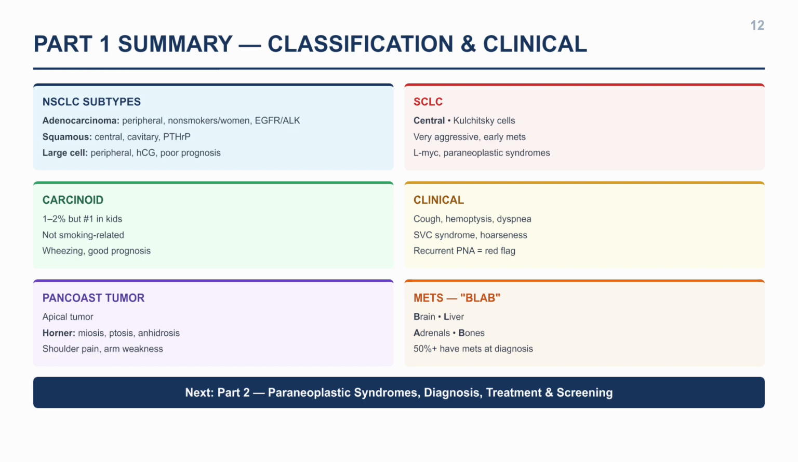Finally, the classic Step 2 traps. A non-smoker with a peripheral mass is adenocarcinoma. A male smoker with gynecomastia is large cell carcinoma. Smoker with shoulder pain plus Horner syndrome is Pancoast tumor. And recurrent pneumonia in the same lobe in an older patient demands a cancer workup.